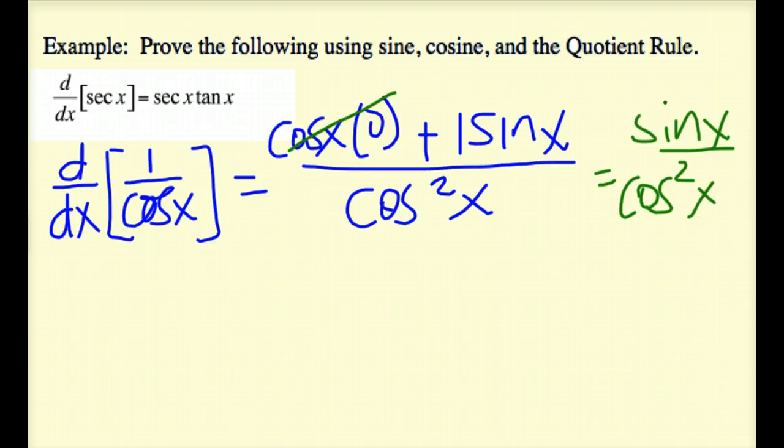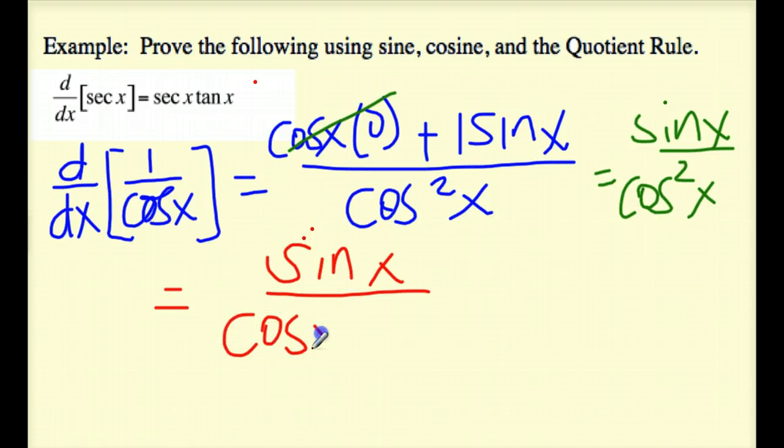Well, we need to simplify this so it matches our property over here. So what I'm going to do is I'm going to break this up, and I'm going to say that I have a sine of x on top divided by 2 cosines on the bottom.